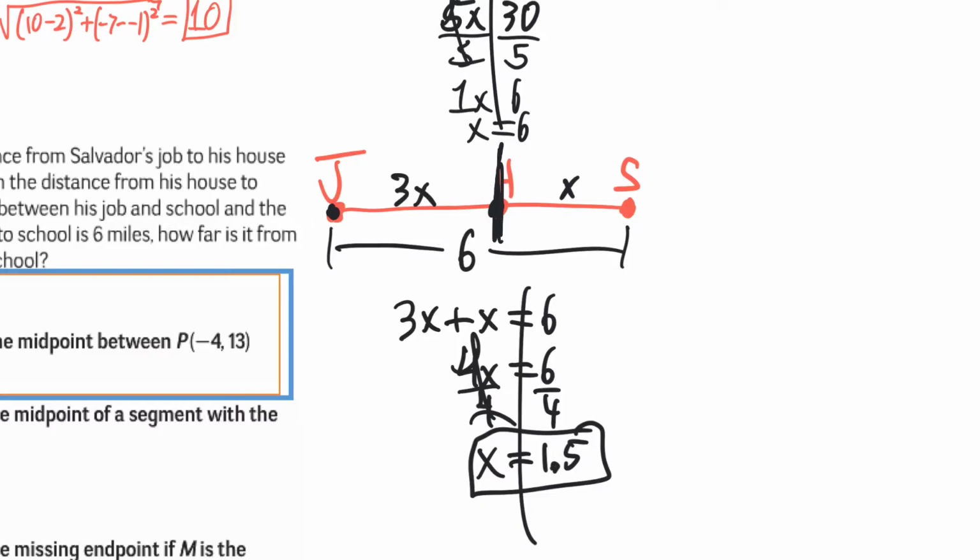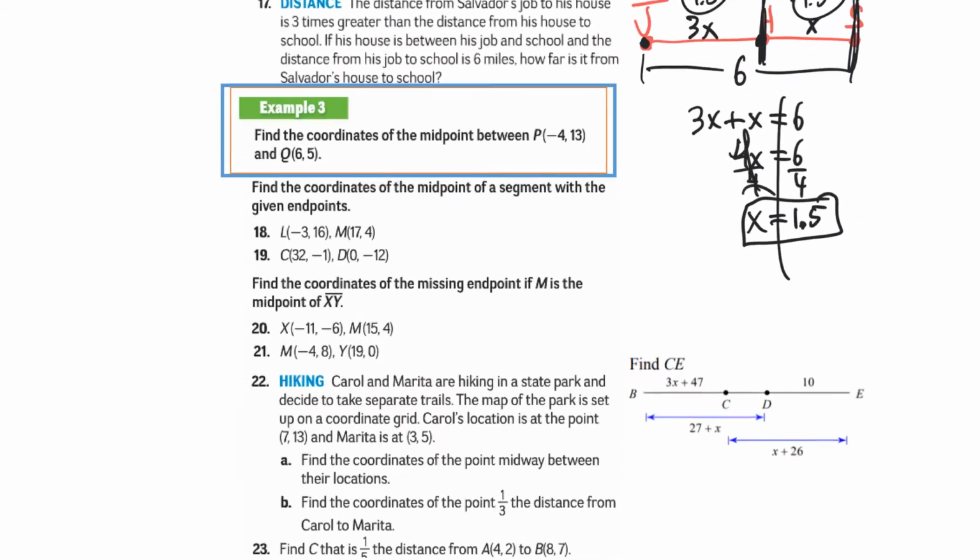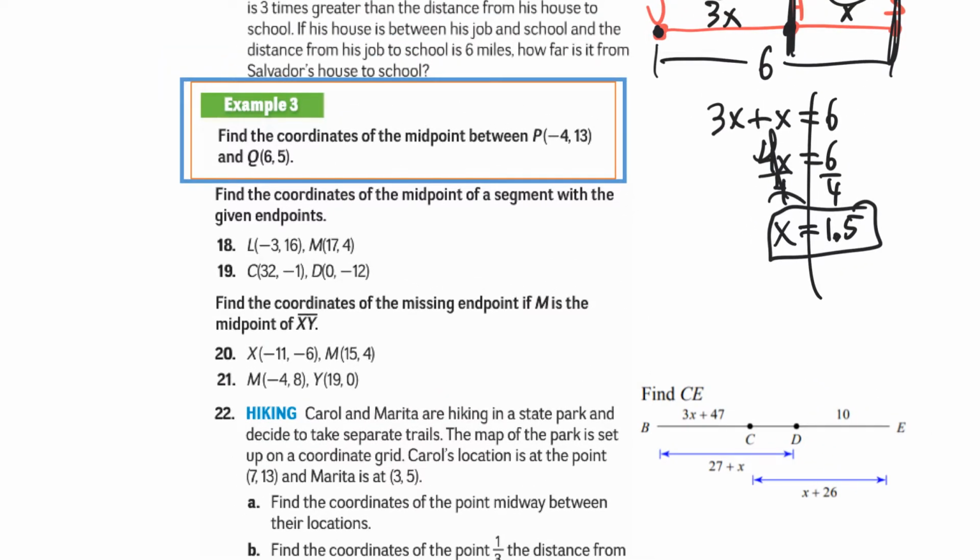And then the question is how far is it from his house to his school? So we want to know this from here to here. We found it right there. It's 1.5, which means how far, it's not asking it, but how far is it from his house to his job? 4.5. And does that make sense? Is 4.5 3 times that number right there? Yes. Sure is. And they both add up to 6. That's right.